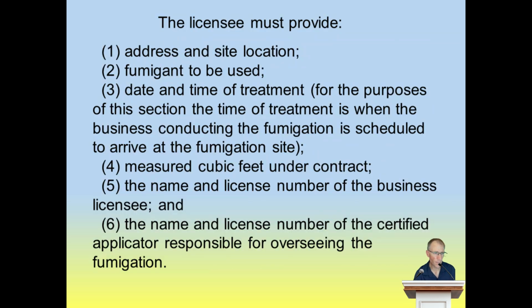The licensee must provide 1. Address and site location, 2. Fumigant to be used, 3. Date and time of treatment. For the purposes of this section, the time of treatment is when the business conducting the fumigation is scheduled to arrive at the fumigation site. 4. Measured cubic feet under contract. 5. The name and license number of the business licensee. And 6. The name and license number of the certified applicator responsible for overseeing the fumigation.